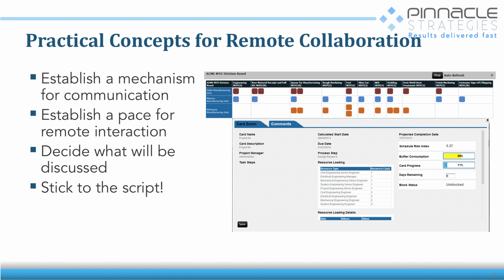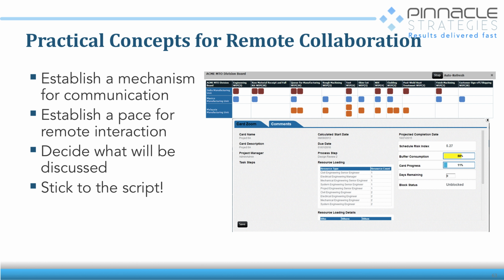So, some things to consider. We've got a mechanism for communication. This is a screenshot of Visum, a tool that we developed for that. And we have to establish a pace, a frequency: is it daily, weekly, three times a week? Decide what will be discussed, what's the critical information. We know what the critical information is because we defined it in our basic collaboration steps, and then we stick to the script.